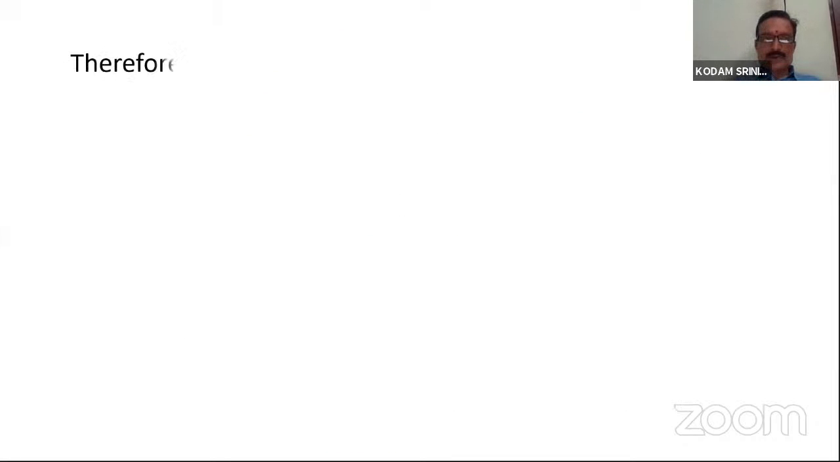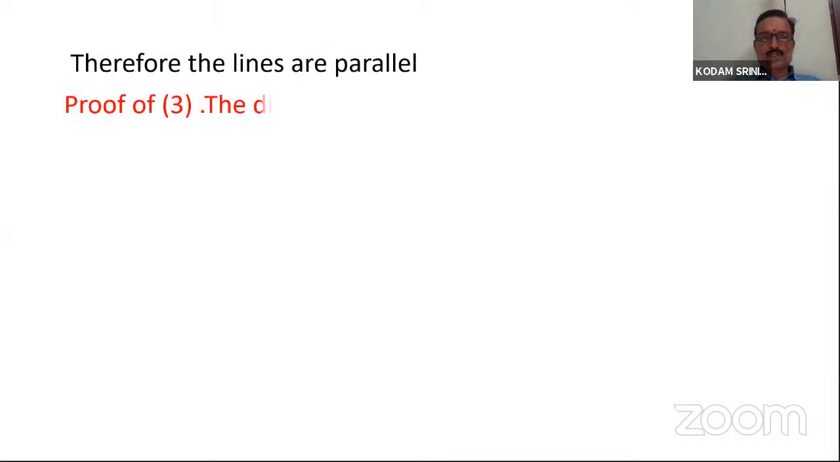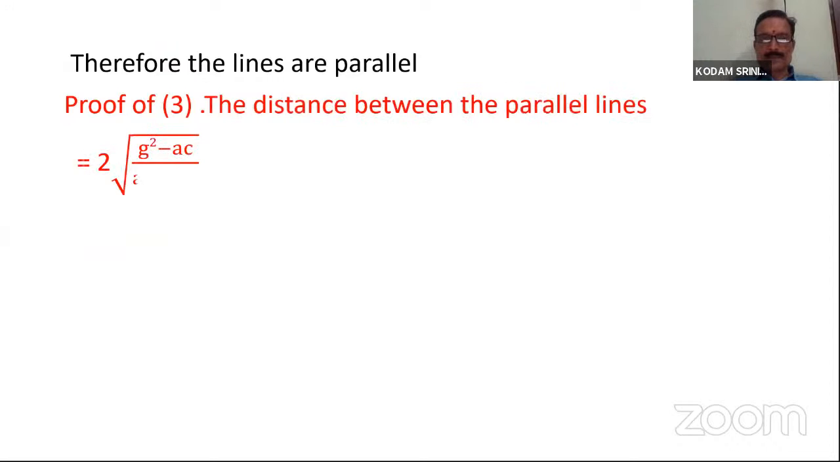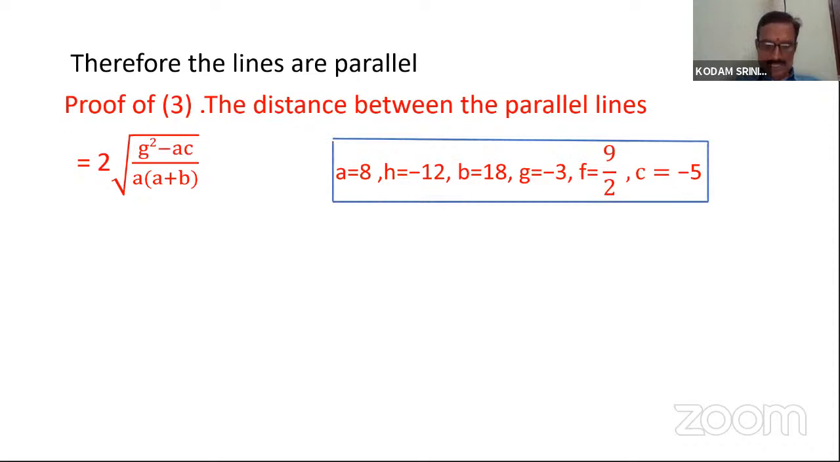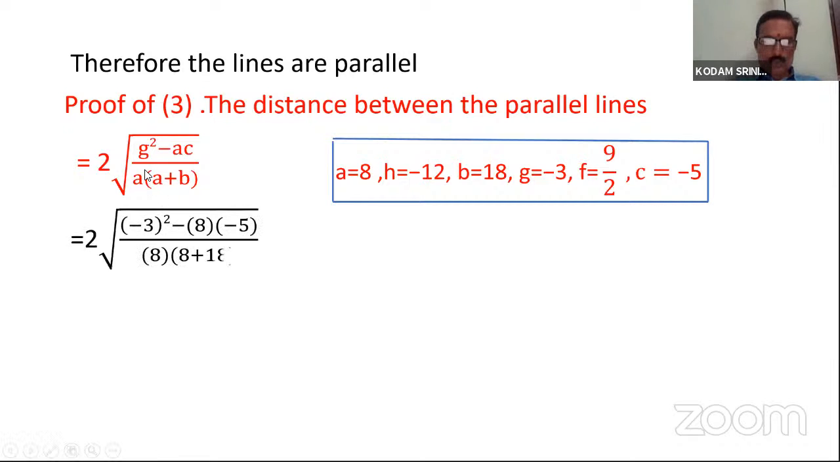Let us find the distance between those two parallel lines using the formula 2 into root of g square minus ac by a into a plus b. Already we have taken the values a equals 8, h equals minus 12, b equals 18, g equals minus 3, f equals 9 by 2, c equals minus 5, and we substitute all these values in the formula 2 into root of g square minus ac by a into a plus b. So that equals 2 into g square.